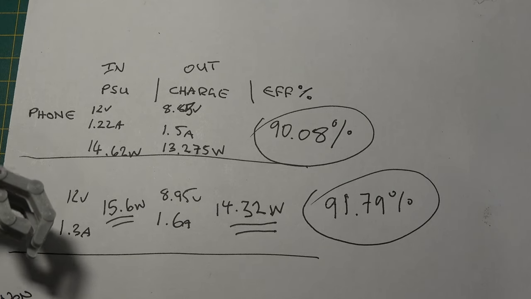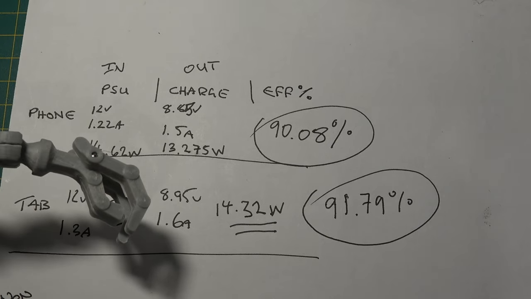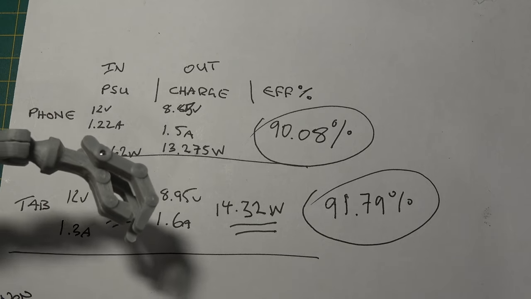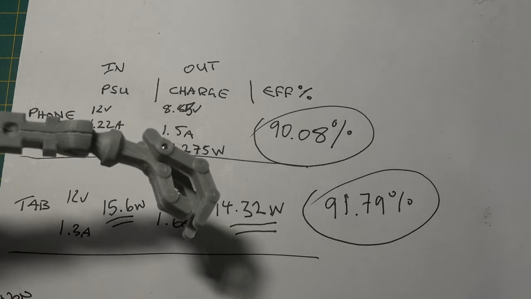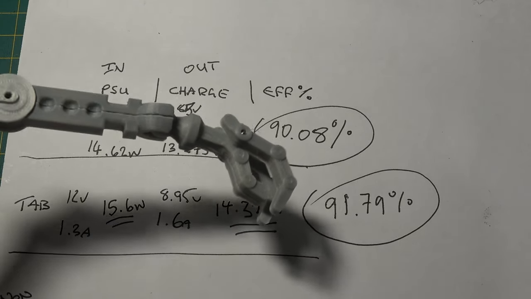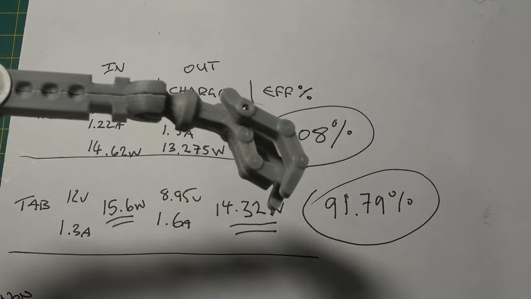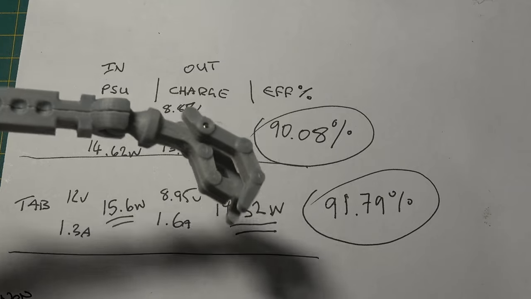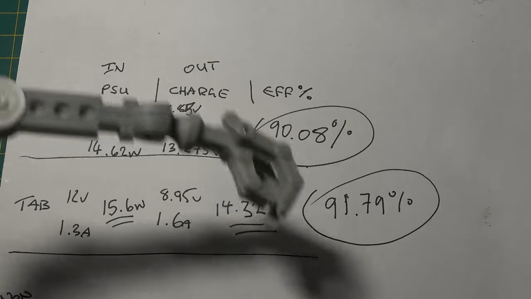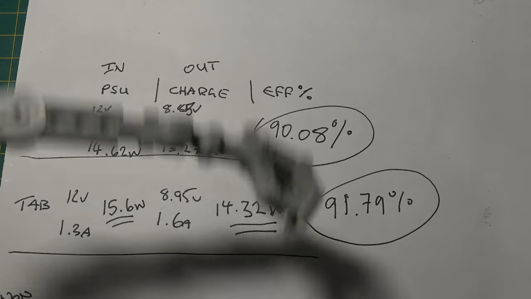Likewise, when we were charging the Galaxy Tab, we had an input voltage of 12 and an input amperage of 1.3 amps. That gave us a 15.6 watt charge. Going into the Tab at the other end, we had 8.95 volts at 1.6 amps. That gave us a charge power of 14.32 watts, and the overall efficiency of that charging was 91.79%. So this is kind of within its efficiency range, not up the top end, 98%, but that's not bad at all. You'll find that once the fast charge has completed and it's just doing that slow top-up charge, that's when the efficiency really climbs up into those 95-98%.